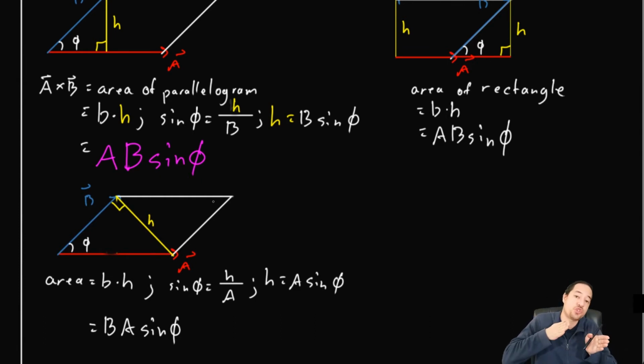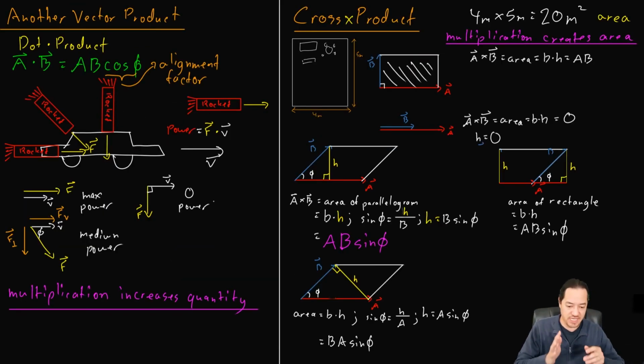And so whether you choose to treat A as the base or B as the base, it doesn't matter. Whether you choose to treat this as a parallelogram or as a rectangle by cutting that off and moving it to the end, you're going to get the same value. So I hope that I've convinced you that this equation, AB sine phi, is going to be the equation for the area of this parallelogram or scrunched rectangle swept out by the vectors A and B. And that's going to be the value of our cross product operation.